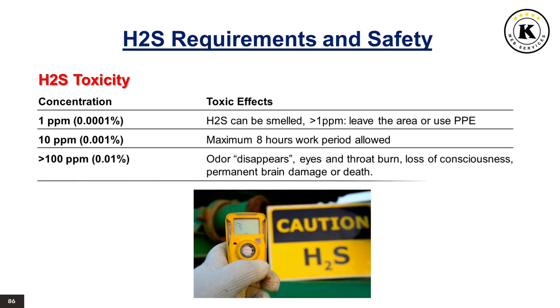If the H2S concentration is more than 100 ppm, or 0.01%, the odor disappears, the eyes and the throat burn, with loss of consciousness, permanent brain damage or death.